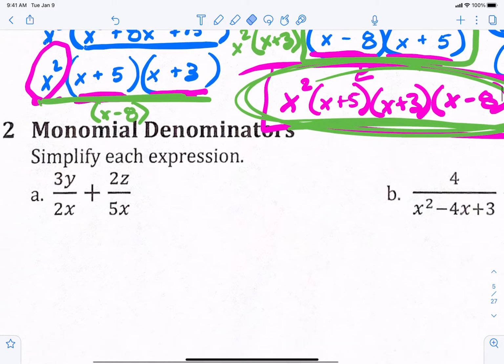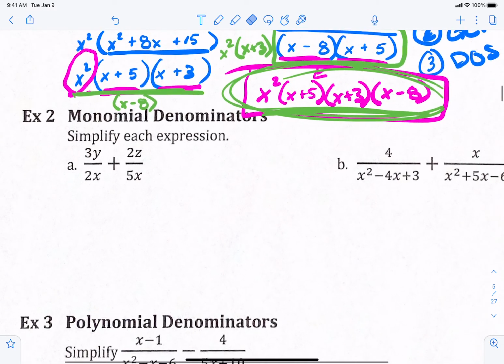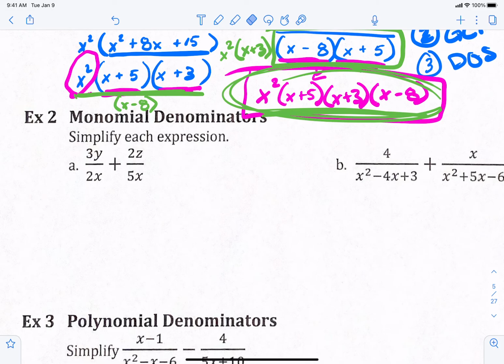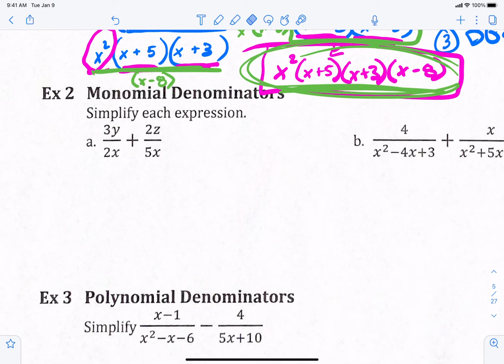Okay? Let's go down. I know how to do that one. In example 2, you what? I think I know how to do it. Wouldn't you change the bottoms to 10x? Yes. To equal 10x? Yes. Okay, so hold on. Just wait a second. We're almost done with this last example.